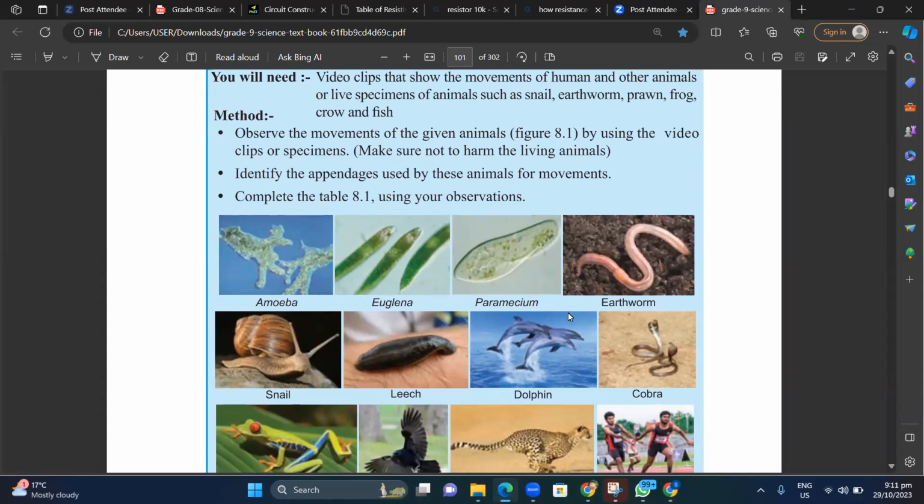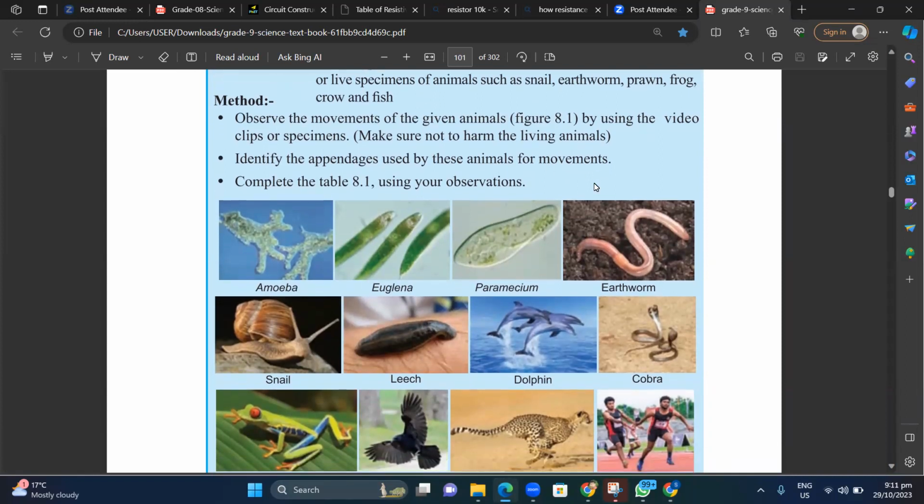Okay, so observe the movements of given animals in video clips. I'm not going to show you the video clips because let's apply a STEAM method here. Amoeba, euglena, paramecium, how do they show movement, especially when they want to reproduce, and when they want to get meals, nutrition? For reproduction, they will do movements, right? There are videos, and you can also make a video.